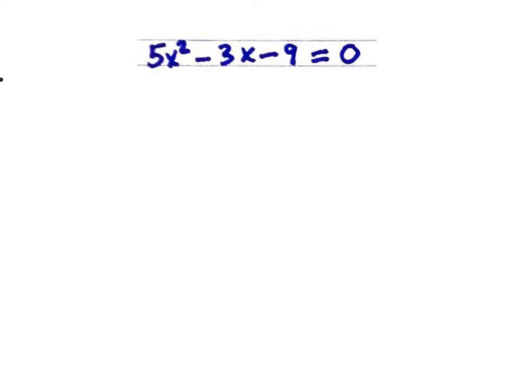Here is another example of a quadratic equation with a leading coefficient which cannot be factored. In this case, we have to use completing the square to solve the equation. So the first thing we will do is to get rid of this 5 by dividing both sides, each term by 5.